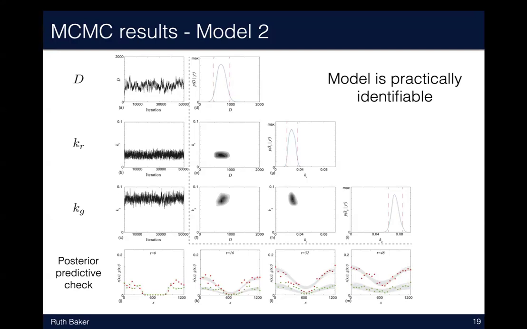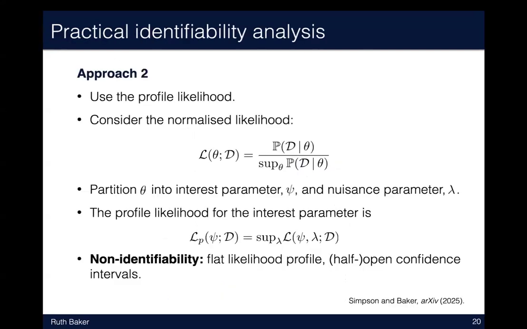Okay, so we can draw that conclusion, but actually using MCMC is not necessarily a particularly efficient way to do things. Another way you can get at the same conclusion is to use an approach called the profile likelihood. The idea is that you consider the normalized likelihood, and then you partition your parameters into one or maybe two parameters that you're interested in. So it might be the diffusion coefficient. I keep that as my interest parameter, and I call all the rest of them nuisance parameters. So KR and KG would be nuisance parameters.